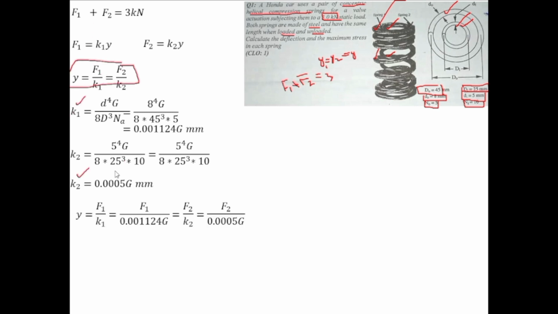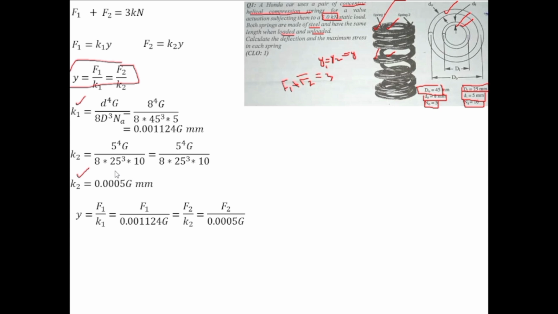This will be the value of K1, and similarly if you want to find the value of K2, what you will have to do is put the mean coil diameter equal to 25 millimeter, wire diameter equal to 5 millimeter and number of active coils equal to 10. When you put these values, it will give you K2 is equal to 0.0005 G millimeter. Now since you know the values of K2 and K1, these values can be put over here in this equation.